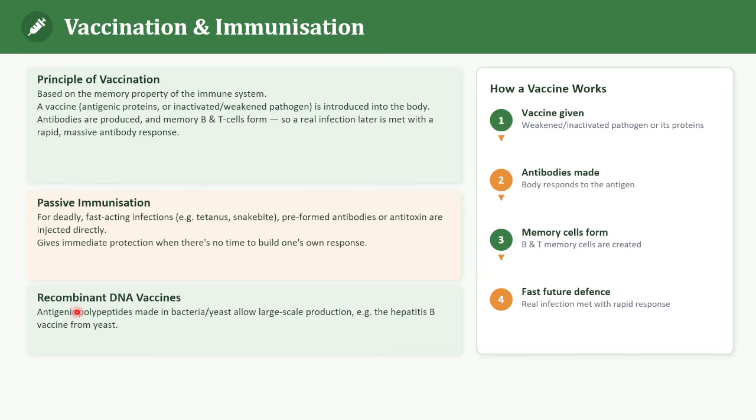The next one is recombinant DNA vaccines. Biotechnology plays a very important role here. It can be used to produce the antigenic polypeptides of pathogens using bacteria or yeast. This allows large scale vaccine production. A very good example is the hepatitis B vaccine produced using yeast. They may ask this in the board exam also. Remember these things, children.